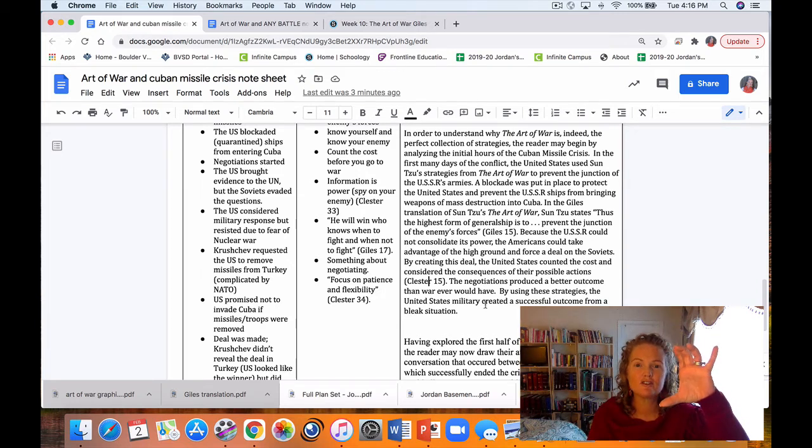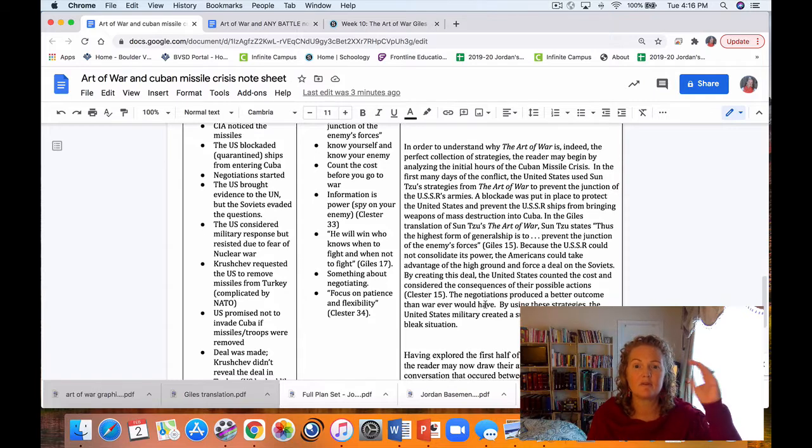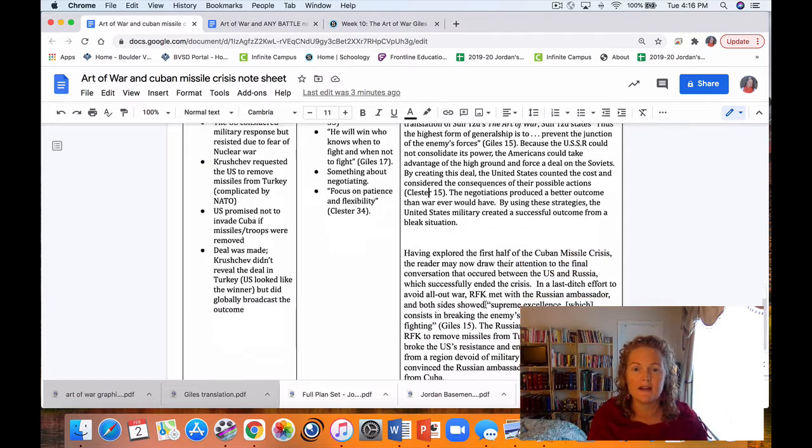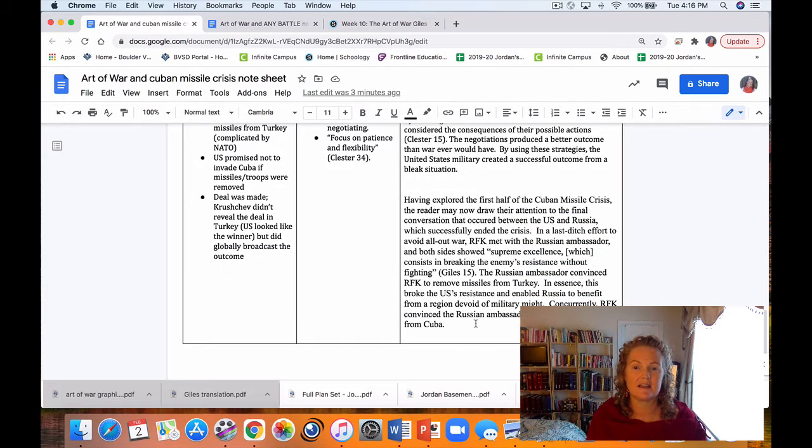Okay, so that's my first one, the idea of preventing the junction of the US's forces and counting the cost before you go to war. Fine. Okay, so then I move on to the next thing. Having explored the first half of the Cuban Missile Crisis, the reader may now draw their attention to the final conversation that occurred between the US and Russia, which successfully ended the crisis. In a last-ditch effort to avoid all-out war, RFK met with the Russian ambassador, and both sides showed, quote, supreme excellence, which consists in breaking the enemy's resistance without fighting.